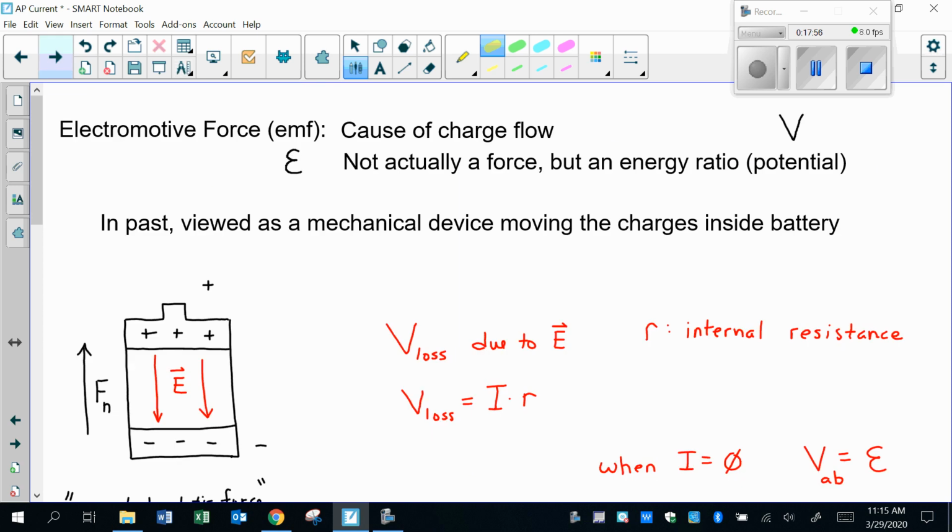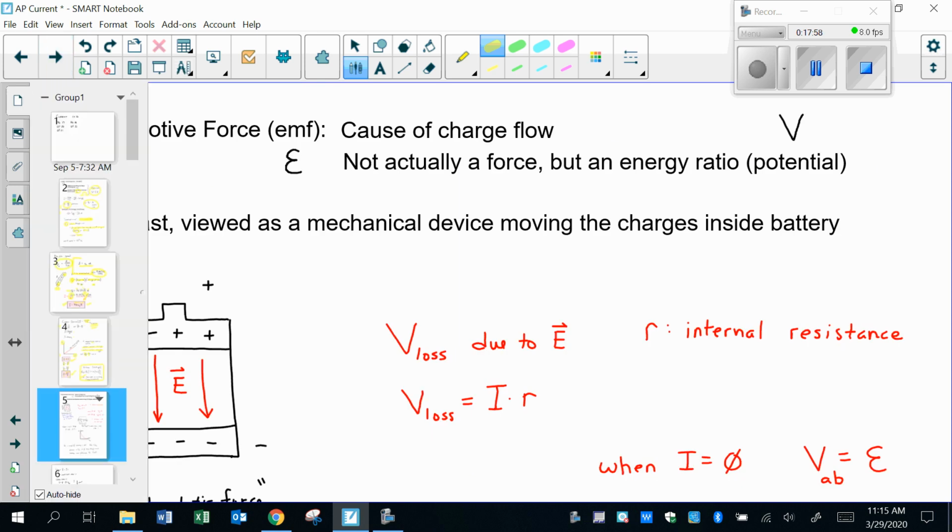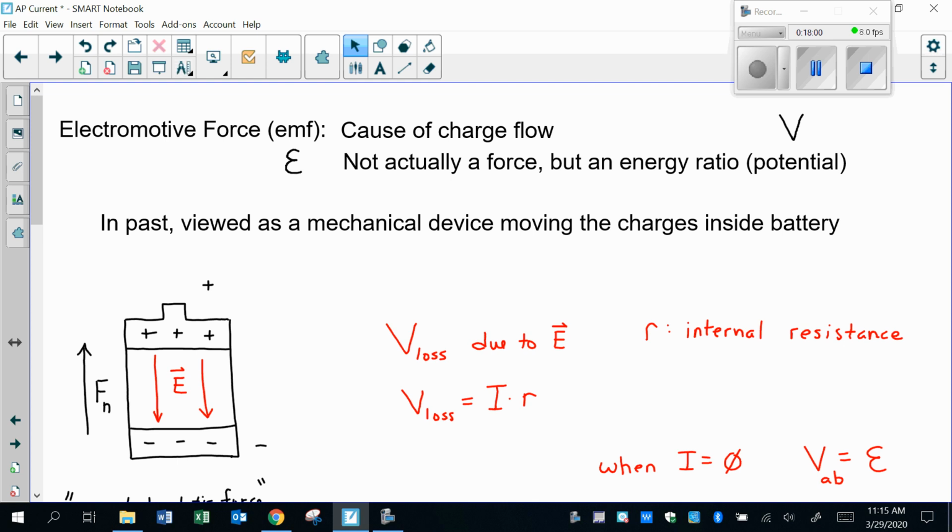Okay, so I think we're on slide number 5 now. We are on slide number 5, moving at a snail's pace here.